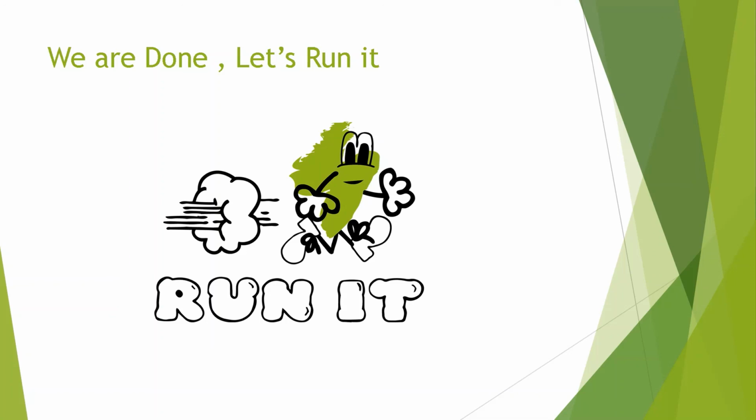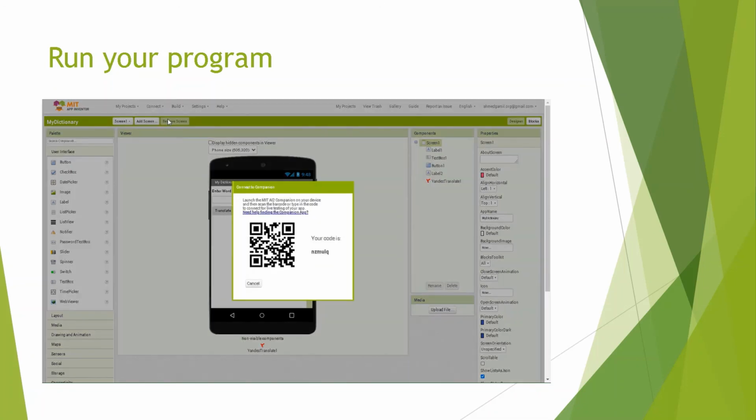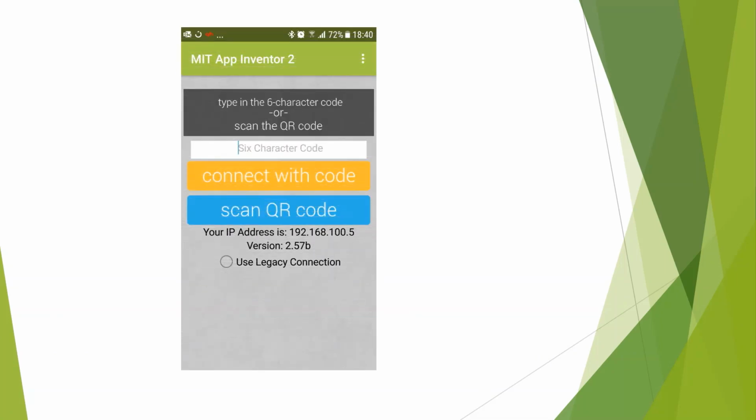From your browser, select Connect. Then select AI Companion. A QR code will appear. From your mobile phone, run AI2 Companion. Select Scan QR code, and scan the QR code on your screen. Now your application will appear on your device, and you can run it and enjoy.